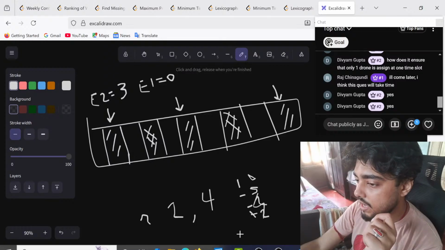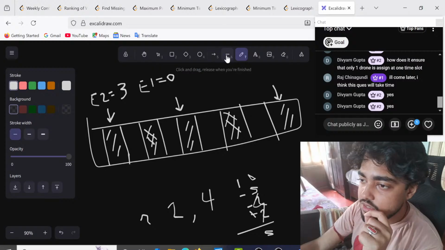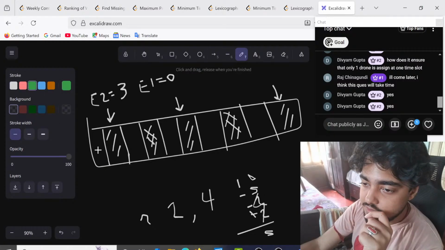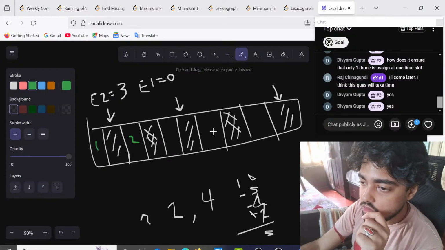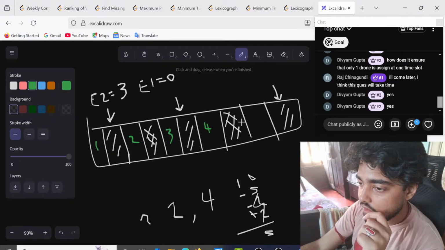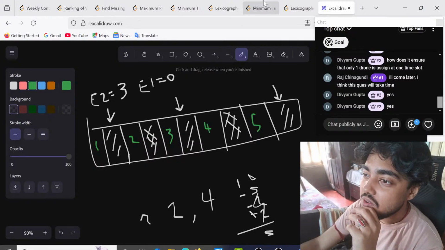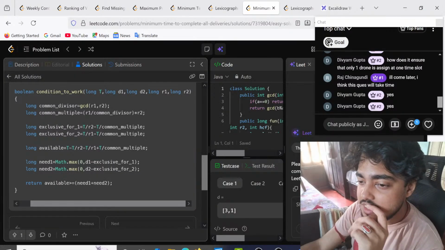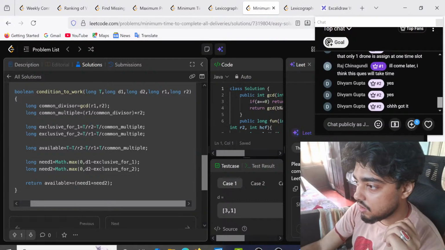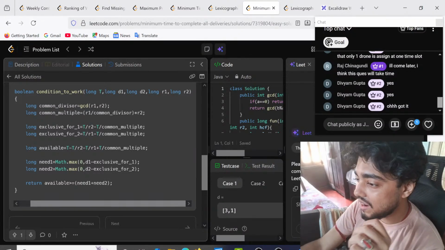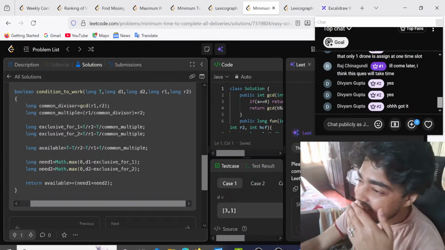So these two are getting cancelled out, remaining is 5. If you look at what are the available parts that are remaining, it is 5. 1, 2, 3, 4, 5. Right? Till now it is clear. I hope it is clear. So now what we are going to do is, what is need 1? I don't know what is need 1. Do I need to explain it or not?